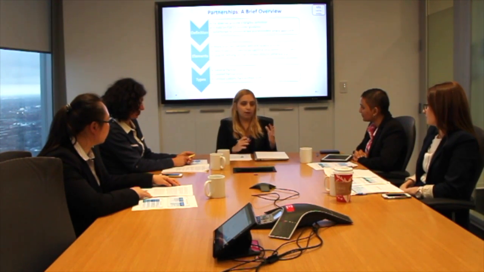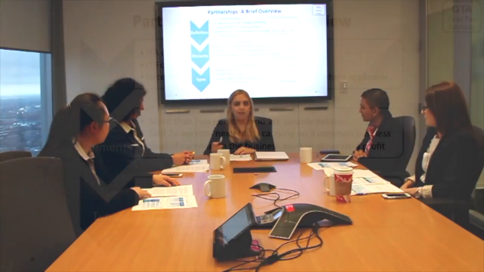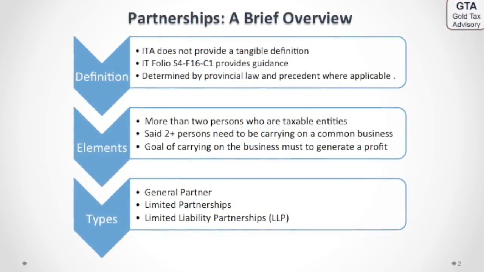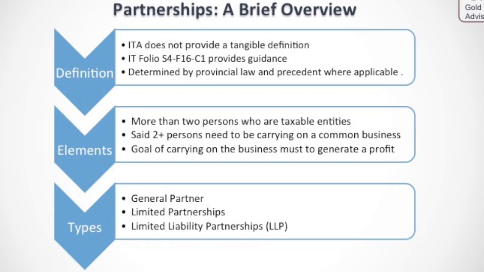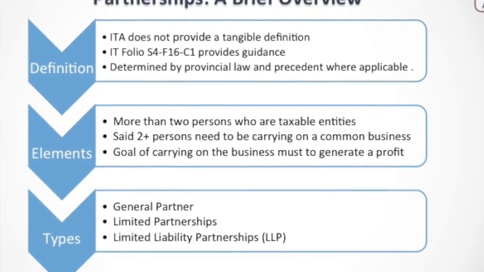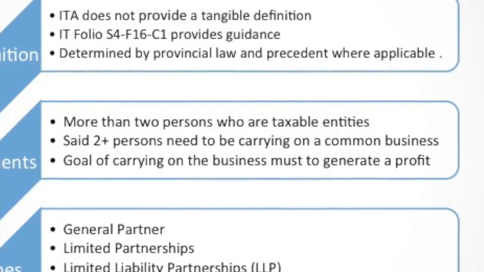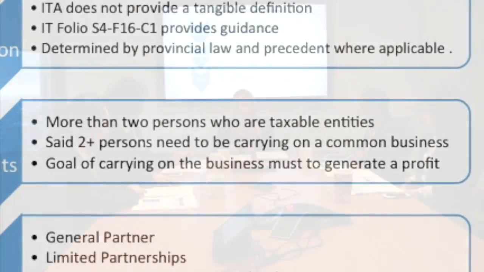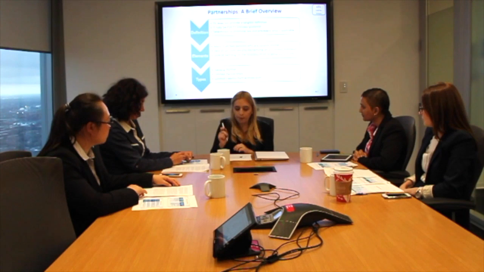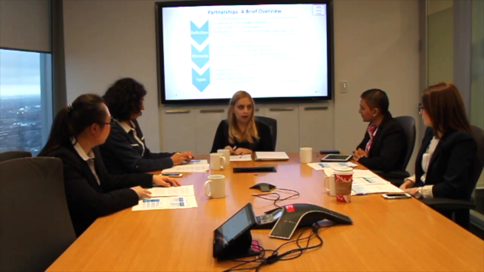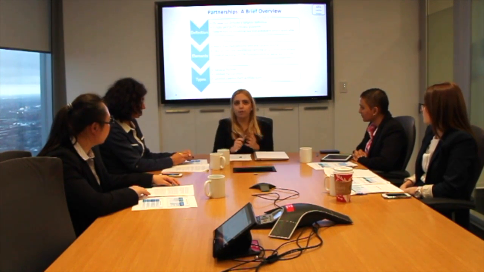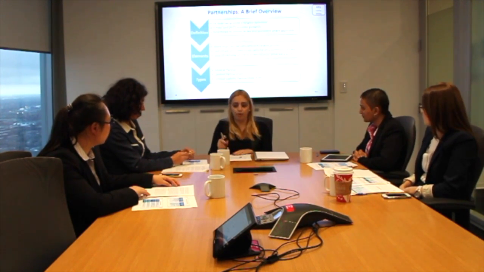Now, there are three elements that we need to consider when talking about partnerships. The first one being that two or more persons who are taxable entities are required. These two people need to be carrying on a common business, and the purpose of them carrying on the common business should be to generate a profit, which logically makes sense. And there are three different types generally of partnerships. So we have general partnerships, limited partnerships, and limited liability partnerships.